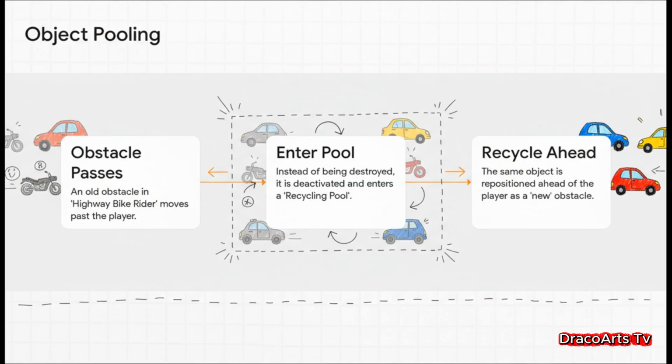In a game like Highway Bike Rider, you don't want to constantly create new cars and then destroy the old ones. That whole process creates garbage that the system has to clean up, and that's what causes those annoying micro-stutters. Instead, when an obstacle passes you, it isn't destroyed, it's just deactivated, tossed into a recycling pool, and then bam, it gets moved up ahead to be used all over again.